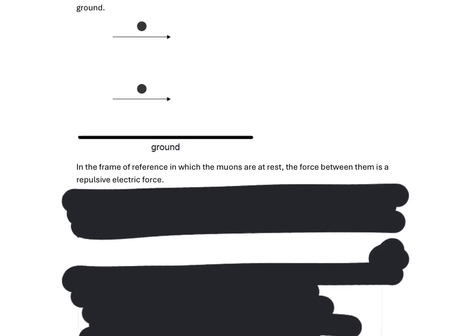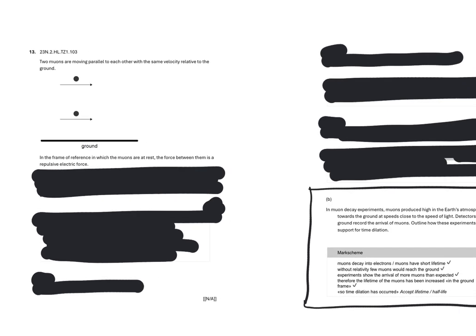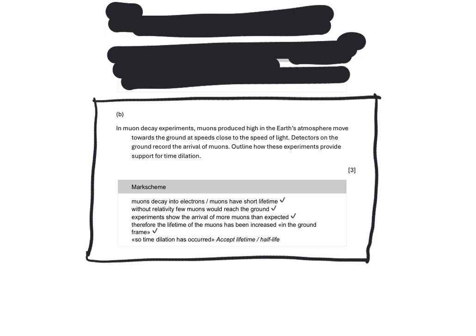But so here we are, B. We have an example where the mark scheme pretty much gives the answer and explains it pretty well. And I'm sorry, one other thing is the net force must be repulsive. Why is the force repulsive? Because it says so in the problem. There's a repulsive force. But anyway, B: in muon decay experiments, muons produced high in the Earth's atmosphere move towards the ground at speeds close to the speed of light. Detectors on the ground record the arrival of the muons. How do these experiments provide support for time dilation?